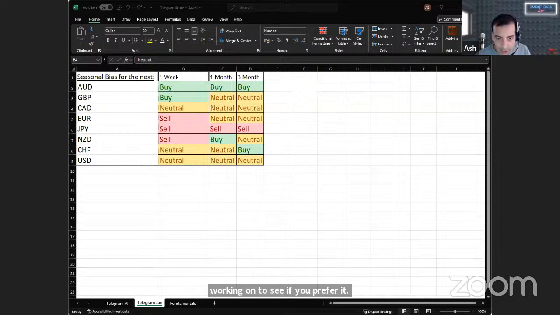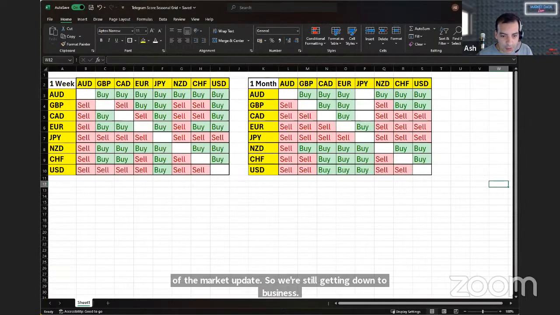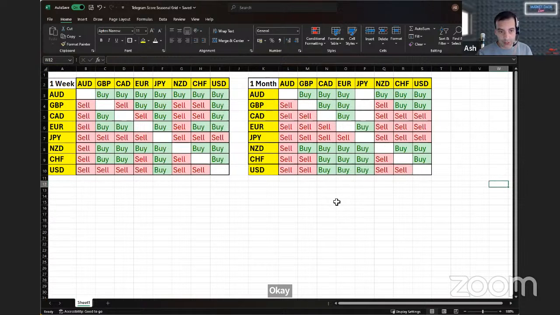And for everyone else that doesn't sign up, this is still part of the market update. So we're still getting down to business. Okay, so this is potentially the new format if you like it. And as I say, I'm happy to post both.